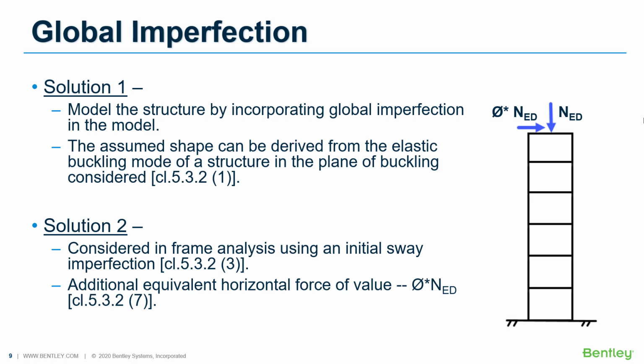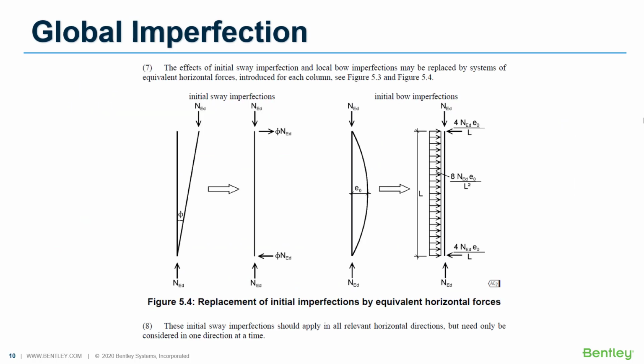During structural analysis, this initial sway imperfection will not be considered directly, and instead, this horizontal equivalent load phi into NEd can be applied using the notional load feature. I will come back to this in detail. This is the representation of the equivalent horizontal force. So the structure is considered to be straight and we are applying an initial equivalent horizontal load along with the gravity load, and combined effect of these loads will be considered during frame analysis.